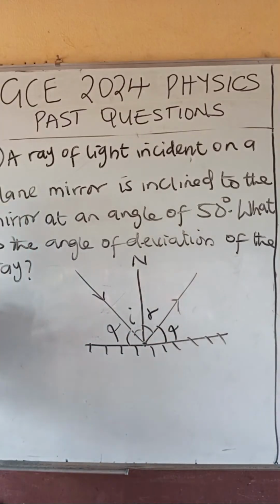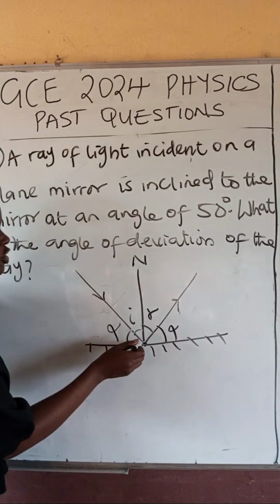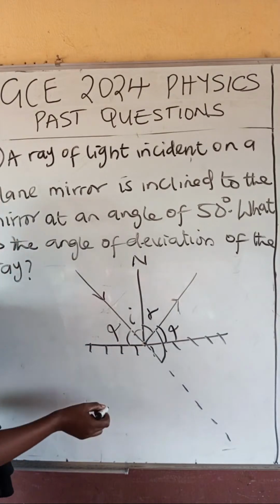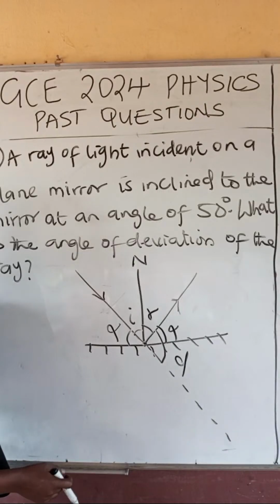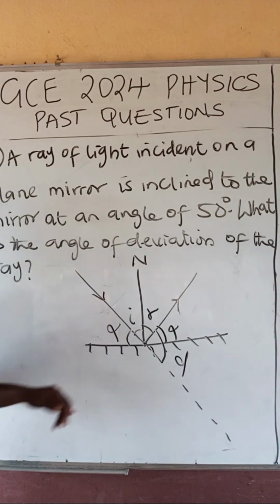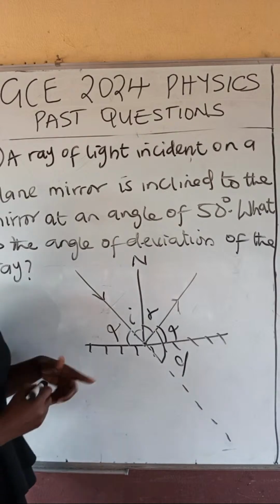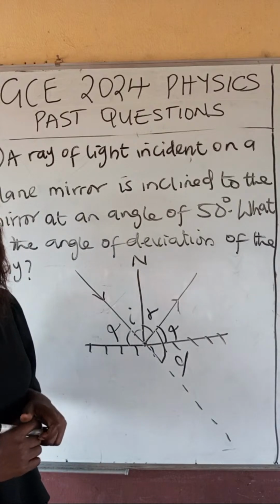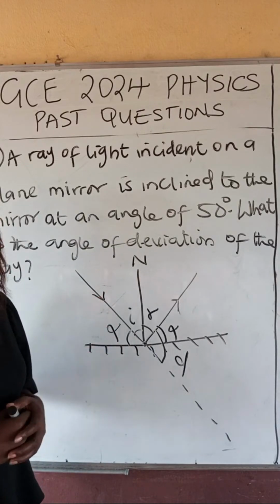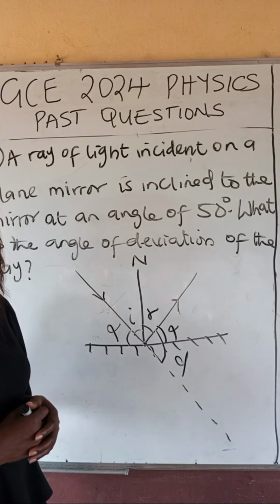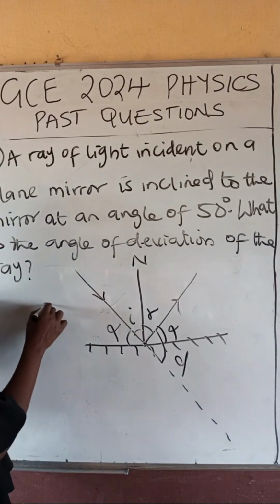Okay? Now, if I extend this incident ray through the mirror, it has been deviated. Now, you can check how far it has deviated. This angle of deviation is from this reflected ray to this extension of the incident ray. Now, how do you get the angle of deviation? Remember that the sum of angles on a straight line is equal to 180. Okay? And the second law of reflection states that the angle of incidence is equal to the angle of reflection. That is, I is equal to what?